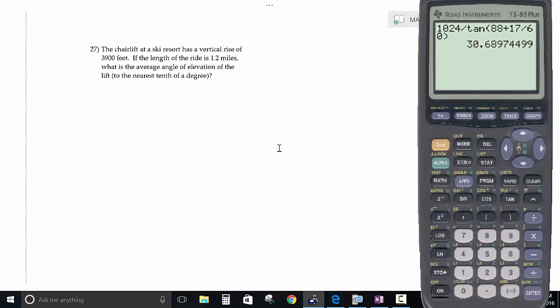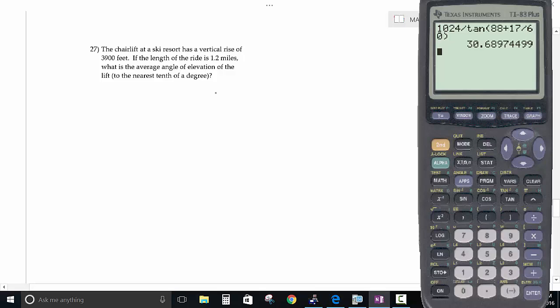Yeah, so it says the chairlift at a ski resort has a vertical rise of 3,900 feet. The length of the ride is 1.2 miles. What's the average angle of elevation of the lift? Okay, I kind of look at it this way.